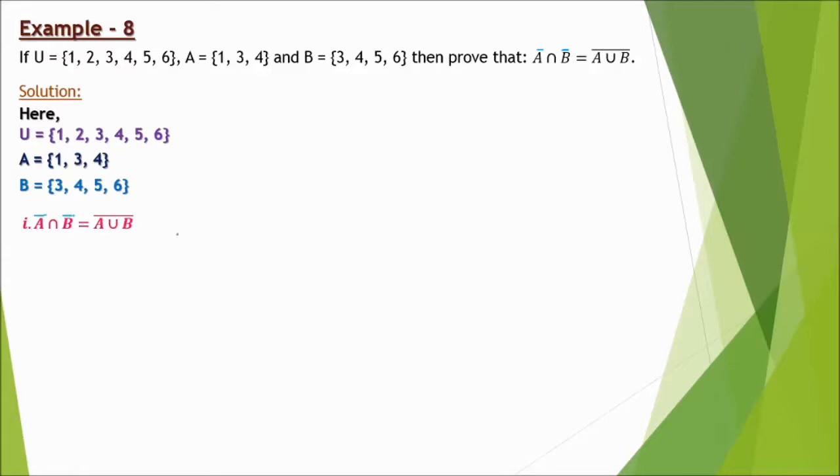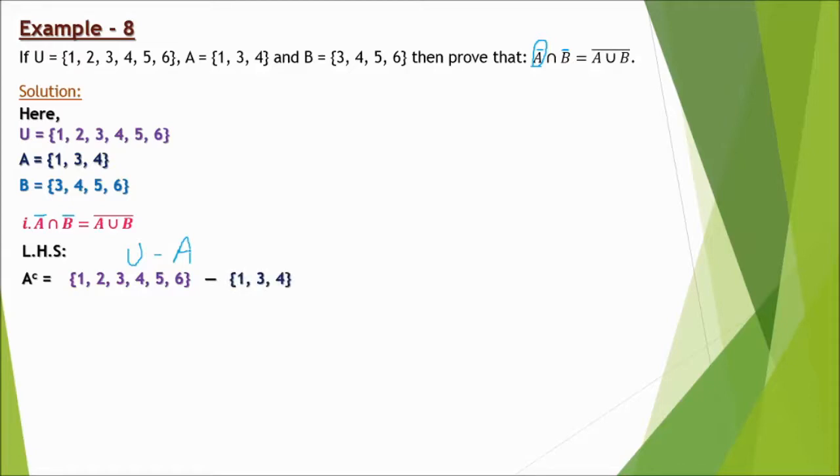This is our question, and the left hand side. In the left hand side, we first have to find A complement, only this A complement. A complement, written AC, has the formula U difference A. So this is the universal set, the difference operator and set A.